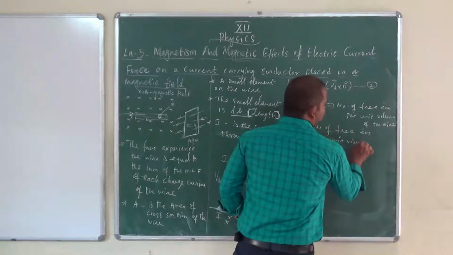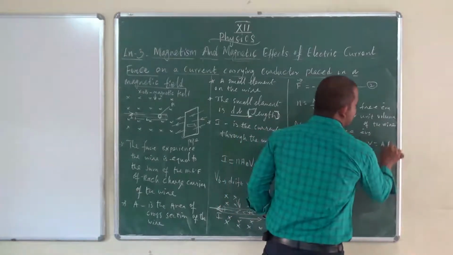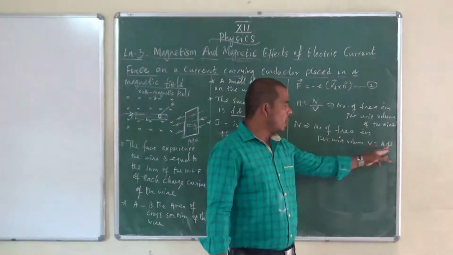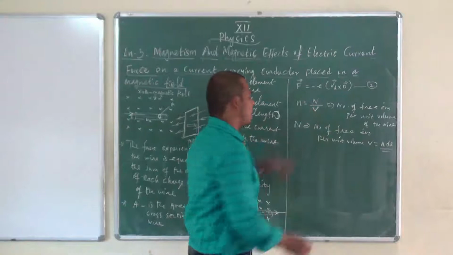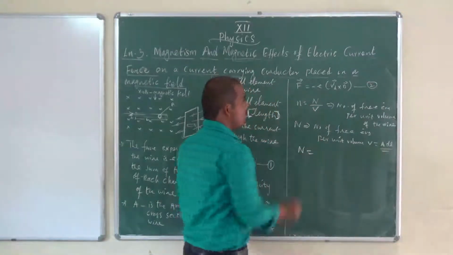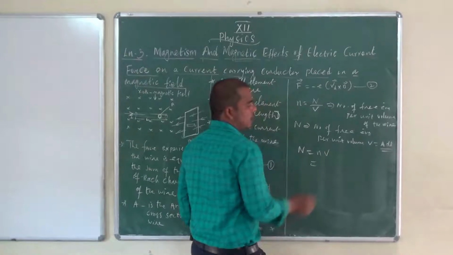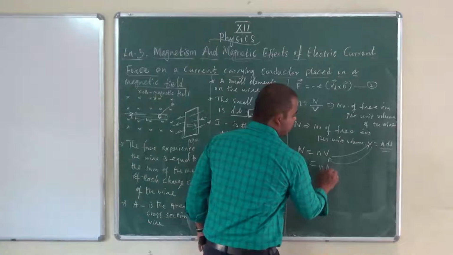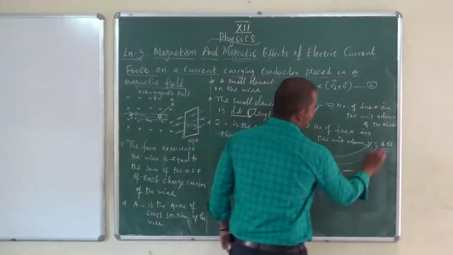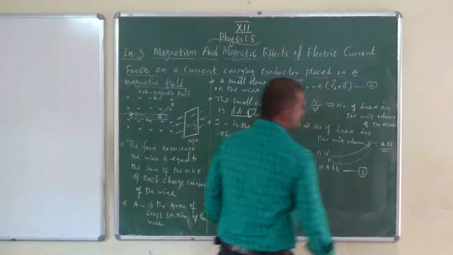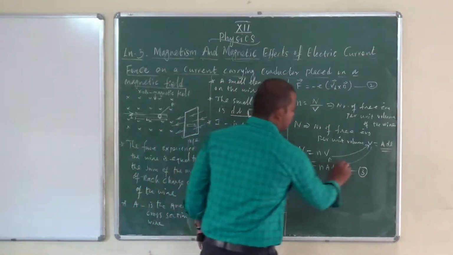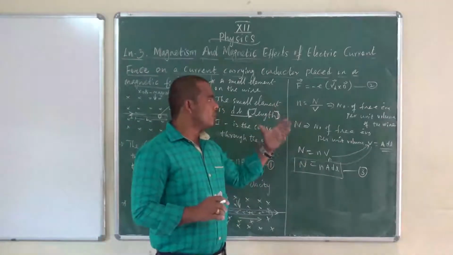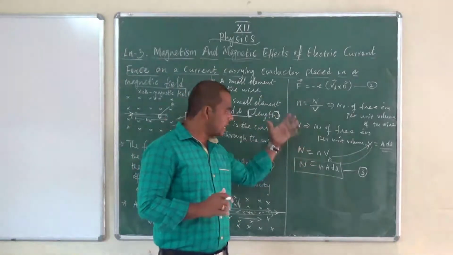Then volume V is equal to area into length, as we are considering a small element of the wire. From that equation I want to write capital N equal to small n into V. What is V? When we substitute V as A into dl, this is equation number 3: capital N equals small n, A into dl. Don't memorize, understand everything step by step and write it.